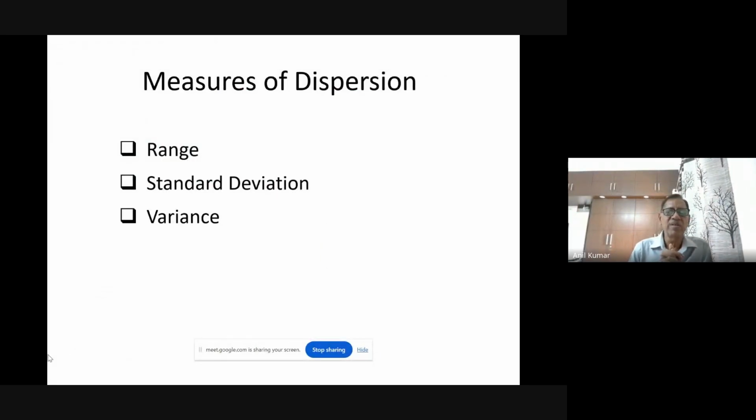Likewise, measures of dispersion: range, standard deviation, variance. These are the three measures of dispersion. Dispersion means how the elements of the group are apart from each other. When our focus is on the homogeneity or heterogeneity of the elements of the group, how homogeneous or how heterogeneous this group is, measures of dispersion are to be taken into consideration for analysis.